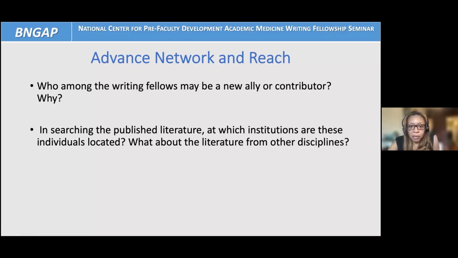Think about your writing fellows. You're starting this fellowship. You have a year. You have your writing fellowship directors. Who among us could be your ally or contributor? And in terms of looking at the published literature on your projects, where are these people located? So again, I'll give it a couple minutes to just think on that.